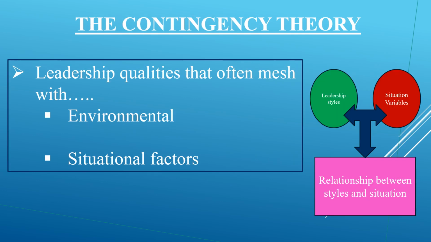The last theory is the contingency theory, which ties the effectiveness of leadership style to situational factors and environment. It depends on whether a person's leadership style is suitable for the situation. For example, a person can be an efficient leader in one situation and an ineffective leader in another situation.